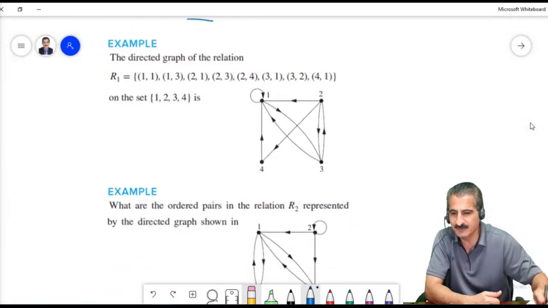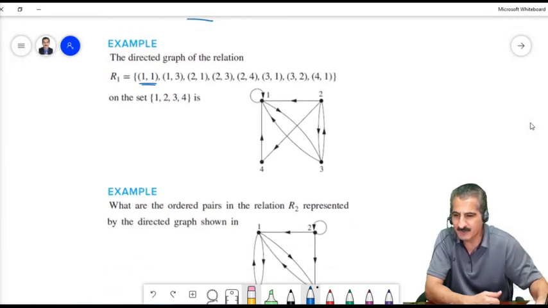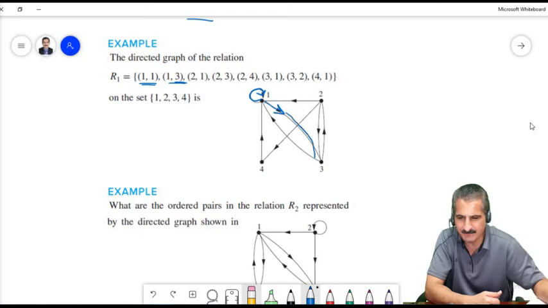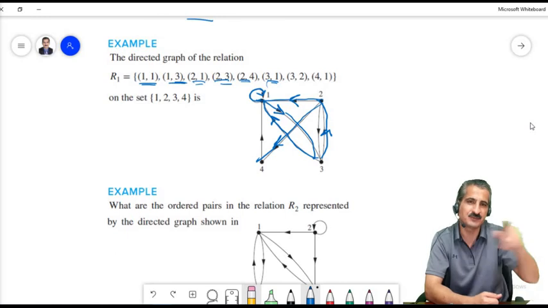Here we go. From 1 to 1, it is a loop here, from 1 to 1. From 1 to 3, we can see it. Where's 1 to 3? Here we go, 1 to 3. From 2 to 1, where's 2 to 1? Here we go. 2 to 3, here we go. 2 to 3 is going this way. 2 to 4, okay, this is 2 to 4. 3 to 1, okay, going the opposite way. So 1 is connected to 3 and 3 is connected to 1. So 1 is related to 3 and 3 is related to 1.